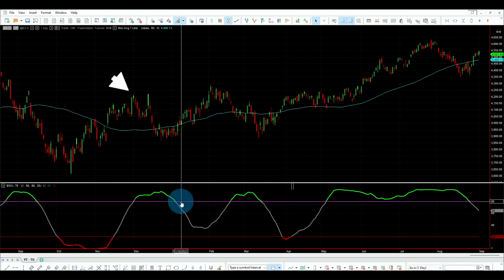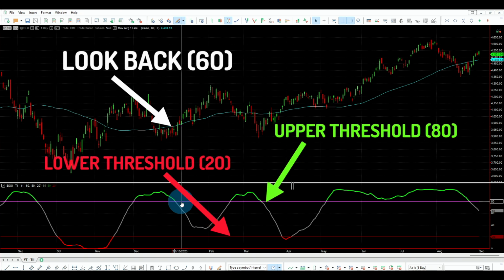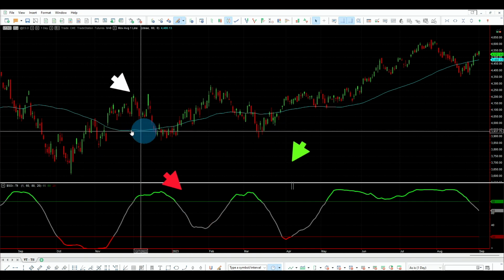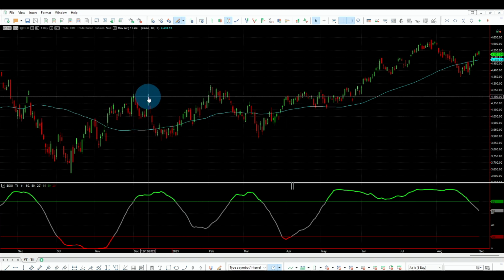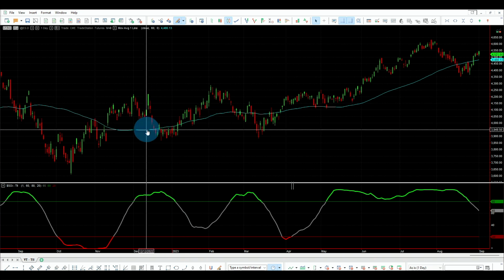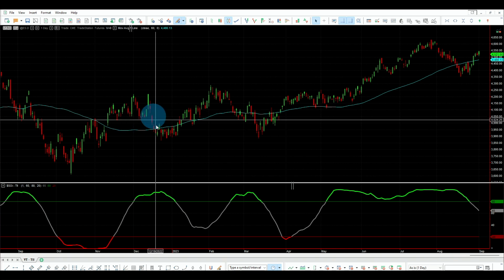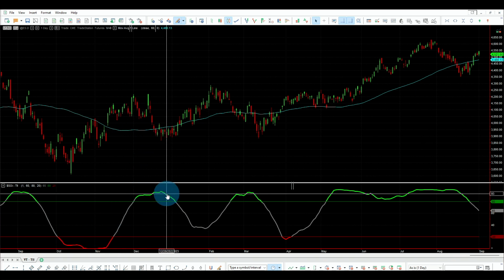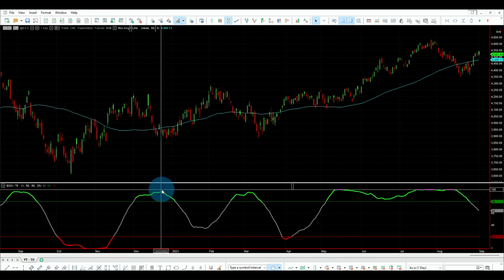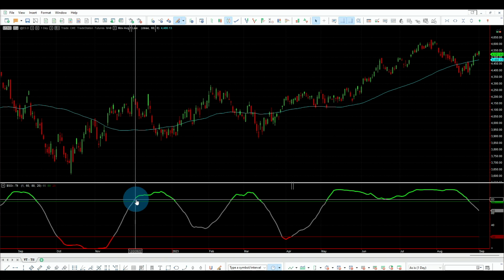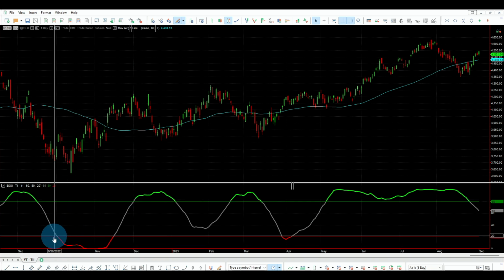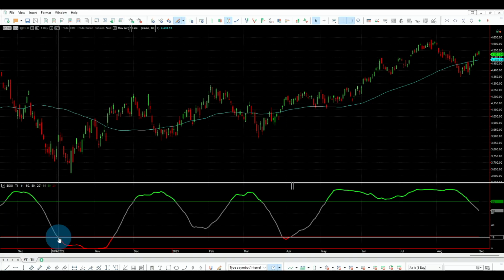The indicator has a default lookback of 60 and default thresholds of 80 and 20. So the lookback of 60 is the moving average. And then we are calculating the difference between the close and the moving average. And we add all these up over the past 60 bars, which is the lookback period. Then we divide it by the total sum, so we get an oscillator that hovers between 0 and 100. And when we are over the 80% threshold, that means we are in a long trend. And when we are below the 20 threshold, we are in a short trend.